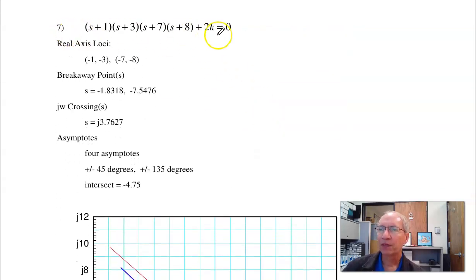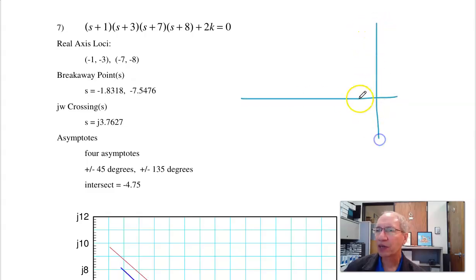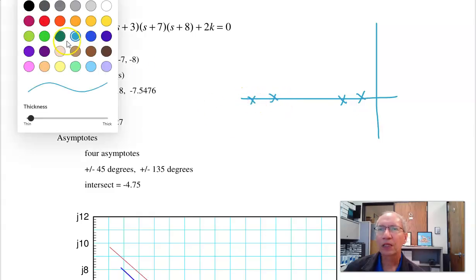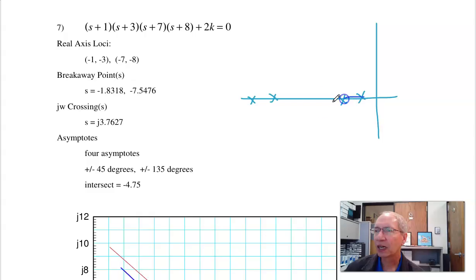Problem 7. 4 poles. Again, what I would do is start out, I've got a pole at minus 1, minus 3, minus 7, minus 8. The real axis loci will be when there's an odd number of poles to the right. So this is even, odd, even, odd, even. Breakaway point will be right in the middle, pushed right just a little bit by these minus charges, pushed left a little bit by those minus charges.